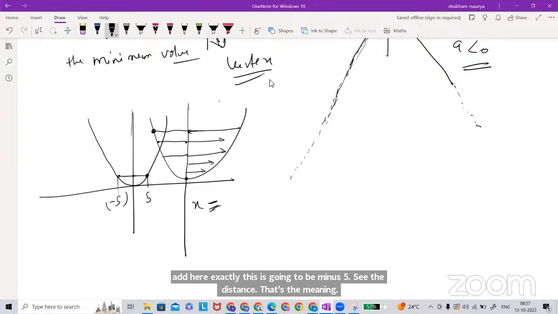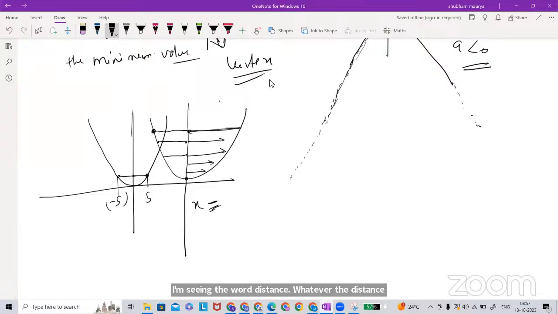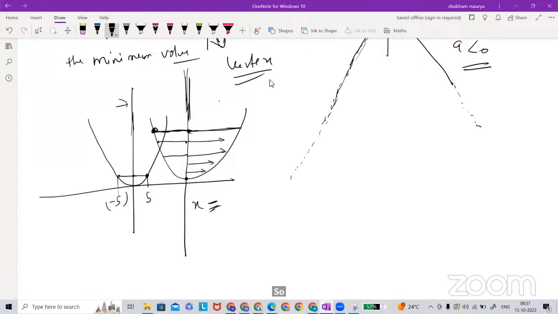Whatever the distance you calculate on this side, the same distance at the same point from this point, if you take the line which is parallel to the x-axis and see where it cuts, will be the same. That's the meaning and use of the axis of symmetry. So the axis of symmetry is nothing but a line which passes through the vertex and is parallel to the y-axis.